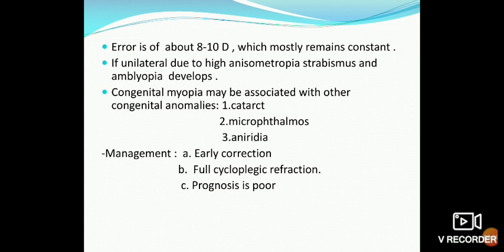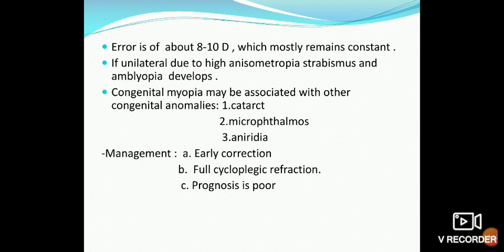What is strabismus? Strabismus means squint. Amblyopia means there is diminution of vision. Congenital myopia may also be associated with other ocular findings, like cataract, microphthalmos, and aniridia. So this is all about congenital myopia. It will be present at birth. It may be bilateral or unilateral. Usually it is unilateral, and when unilateral, it is called anisometropia, and this anisometropia leads to strabismus and amblyopia. Remember, unilateral myopia prognosis is always poor, guarded.